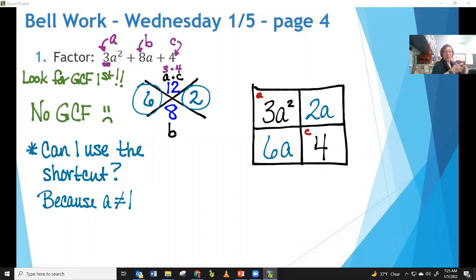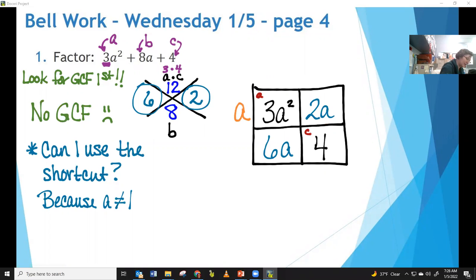All right, now we're going to pull it apart. We're going to factor it. We're looking for GCFs, only 2 boxes at a time. So I'm going to start off by looking at these top 2 boxes. What is the GCF there? A. A is the only thing that those 2 have in common.